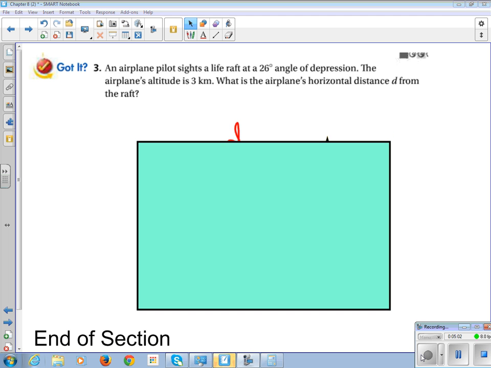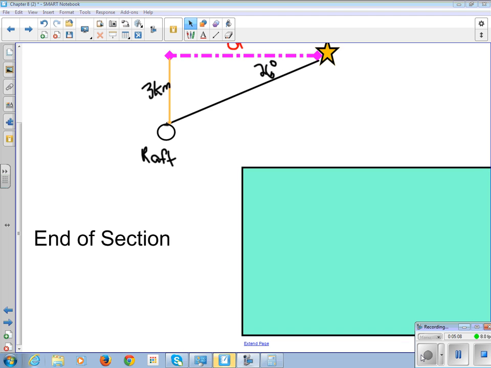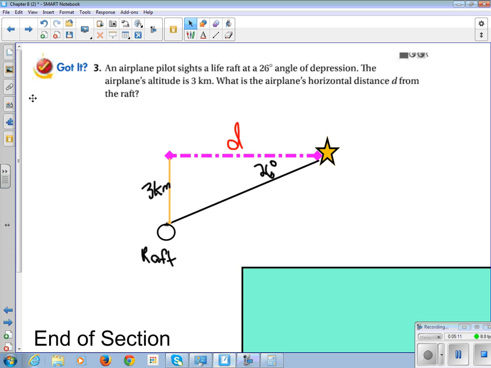So the first thing I did was I drew a picture. The star is the airplane. The life raft is this circle here. So angle of depression means that we're looking down. So I have a horizontal line, and my eye level is looking down the 26 degrees. The airplane's altitude is 3 kilometers, so the distance from the airplane to the water is 3 kilometers vertically. And then the horizontal distance d is marked here in red.